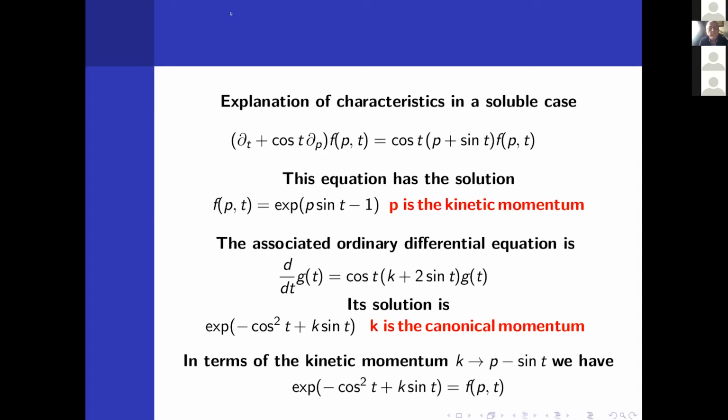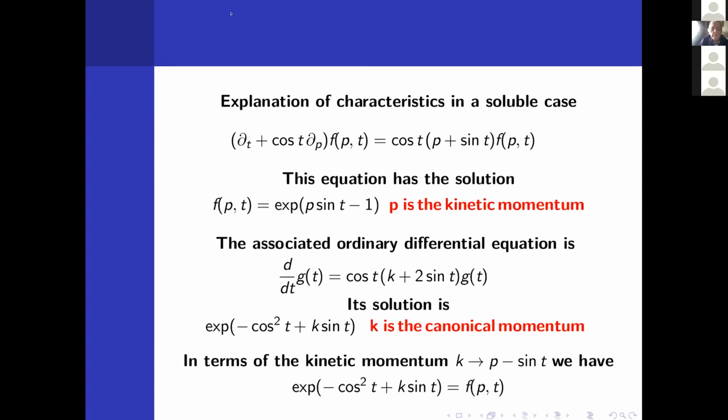And the relation for this particular case, let me go back to the top. You see cosine T. So the electric field in this case is cosine T. And the potential for cosine T, as we can easily guess, is sine T because the derivative of sine T is cosine T. So we have to substitute in the first equation, instead of P, now P plus K plus sine T. And when you factor two.